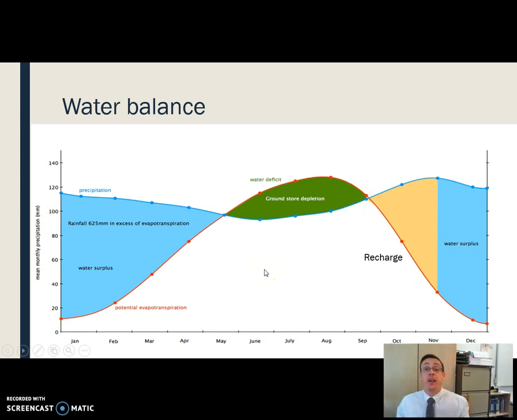Now this can become very, very important in areas that depend on groundwater for a large number of different things, primarily agriculture. If you know that you're having a very long, very hot, very dry summer, you know that this groundwater store is going to be depleted much quicker, and you then know that your period of recharge is going to be longer as well. So that can have an influence on how much groundwater you actually have to utilise.